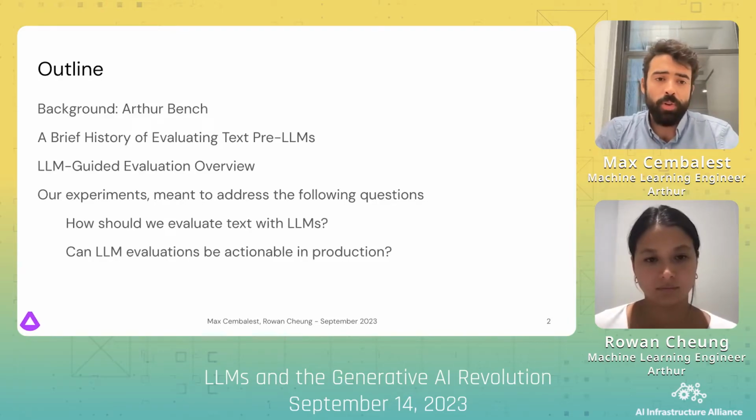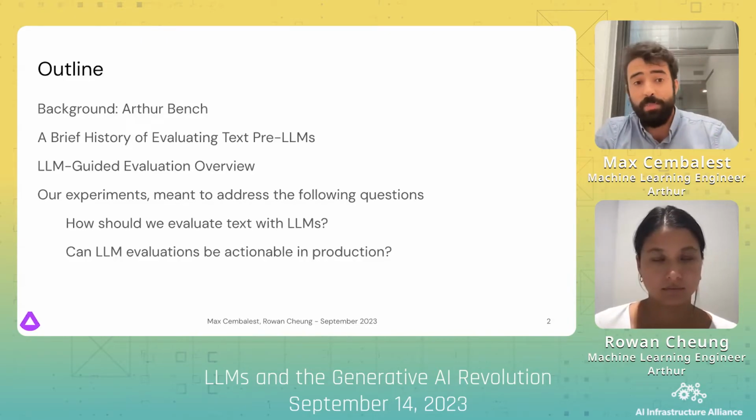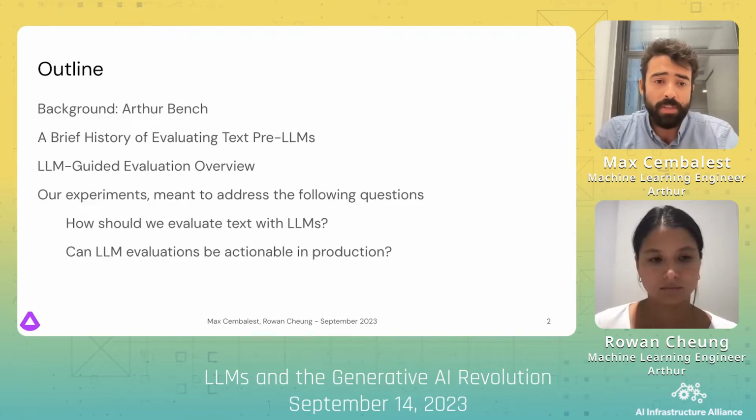We're going to go through a brief history of evaluating text in the world before LLMs. We're going to give a brief overview of how LLMs have been used so far to guide the evaluation of text. And then we're going to show you some experiments that we have been doing that are meant to address the questions of how should this LLM guided evaluation be done? And can this kind of LLM guided evaluation be actionable in a production setting?